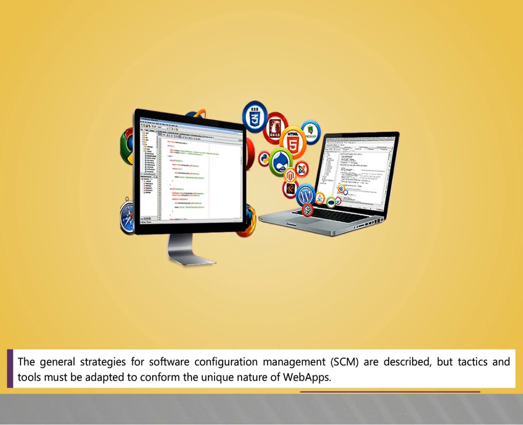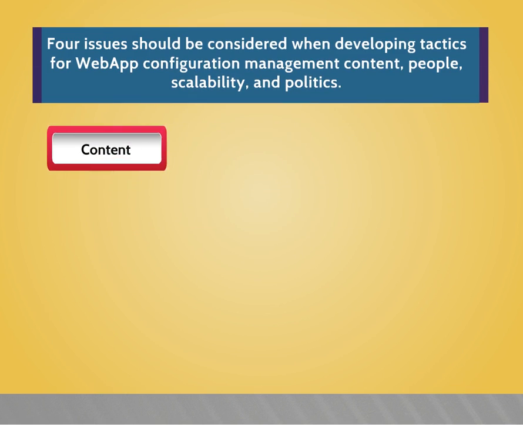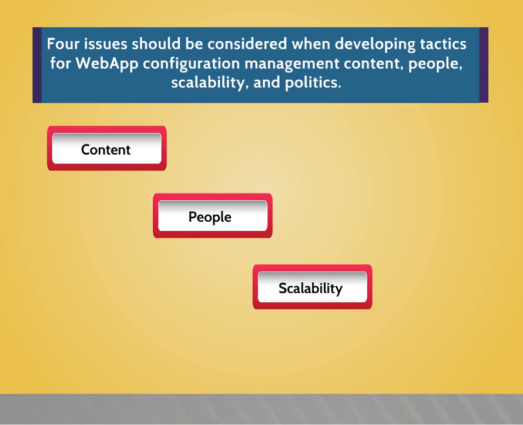The general strategies for software configuration management, SCM, are described, but tactics and tools must be adapted to conform to the unique nature of web apps. Four issues should be considered when developing tactics for web app configuration management: content, people, scalability, and politics. Content. People. Scalability. Politics.